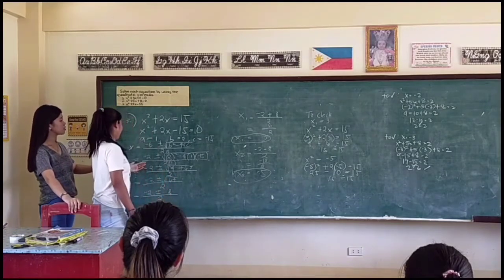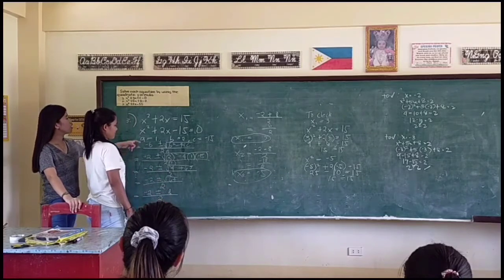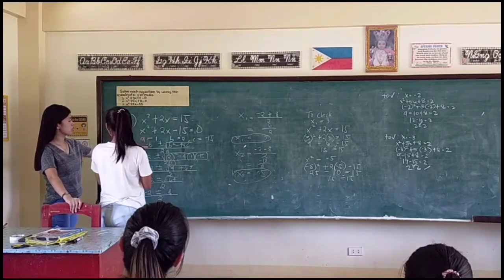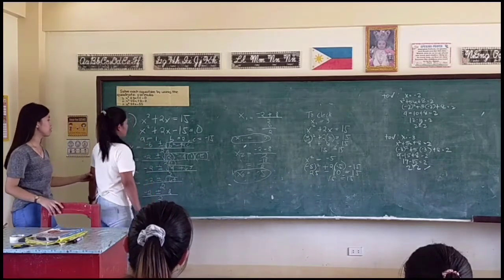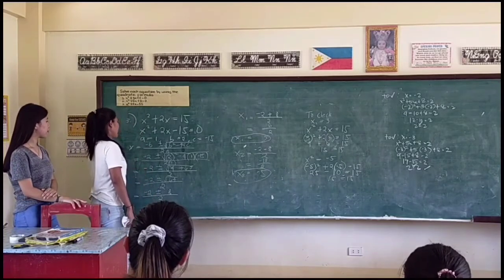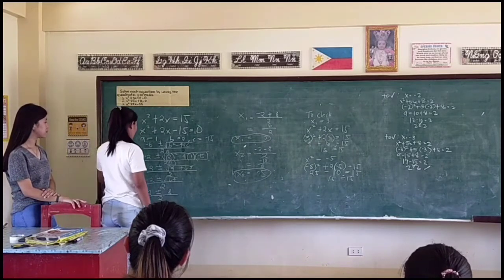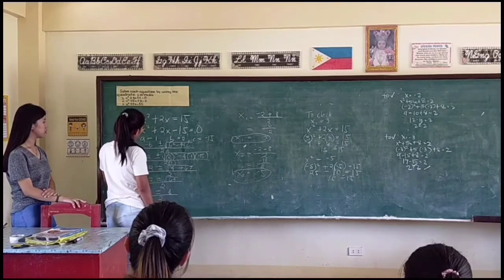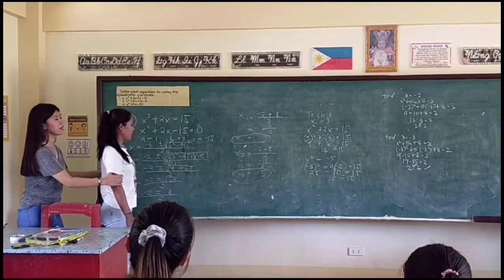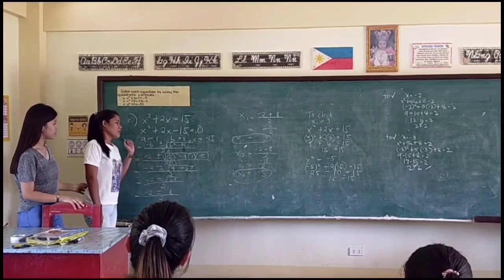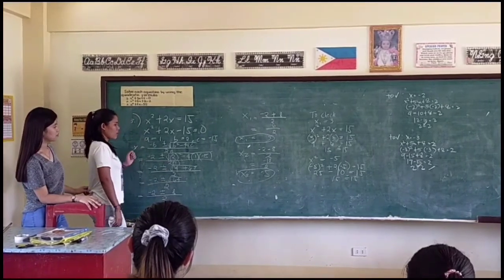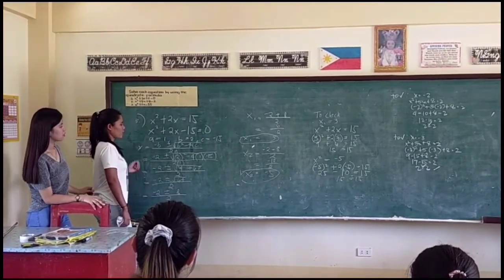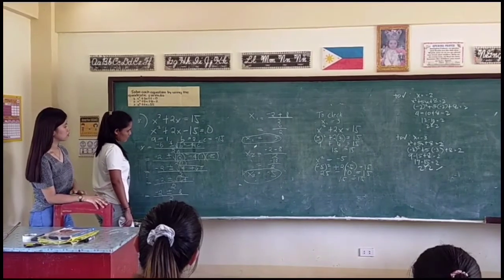Yes, we are going to substitute the given values of a, b, and c in the quadratic formula. So, negative 2 plus or minus the square root of 2 squared minus 4 times 1 times negative 15, over all 2 times 1.